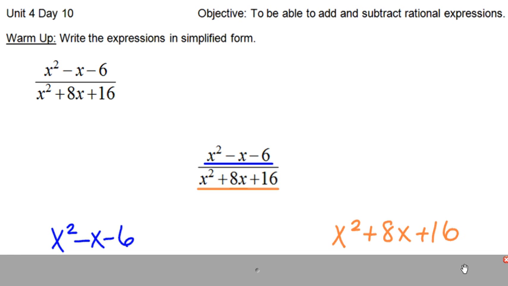Now remember, your fail-proof way to factor your quadratics is your product-sum method, where you take the leading coefficient times the constant and ask yourself, what times what gives you that product? So 1 times -6, what times what gives you -6, and adds to give you your linear term coefficient, -1? Again, for this one, we have to say what times what gives 16 and adds to get 8.